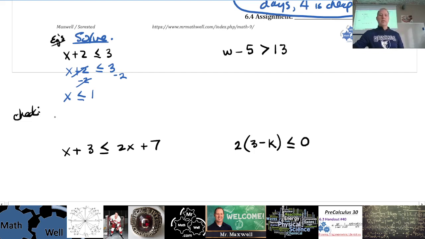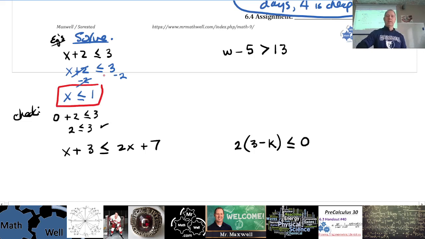So if you checked with something like 0, let's see if 0 plus 2 is less than or equal to 3. Is 2 less than or equal to 3? You examine that and you say, yeah, 2 is less than 3. So that seems to work. So here's your answer. Okay, go ahead and continue with the others.